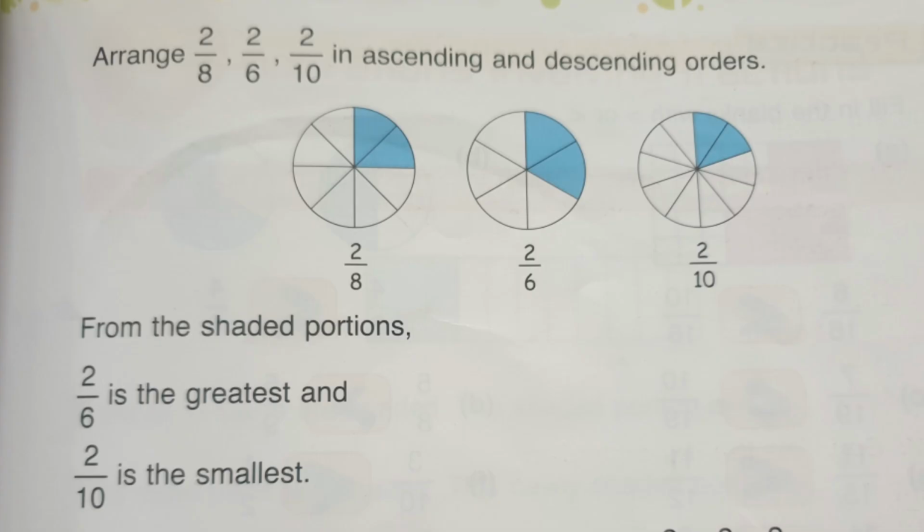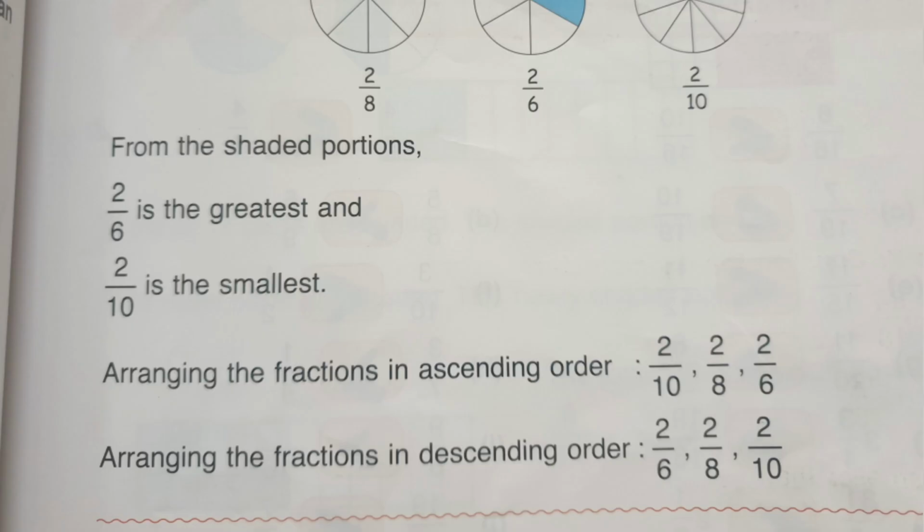Example number 2 has fractions having the same numerators. We learned that the smaller the denominator, the greater the fraction. So from the shaded portions, we know that 2/6 is the greatest and 2/10 is the smallest. Arranging the fractions in ascending order, we have 2/10, 2/8, and 2/6. In descending order, we have 2/6, 2/8, 2/10, the reverse order.